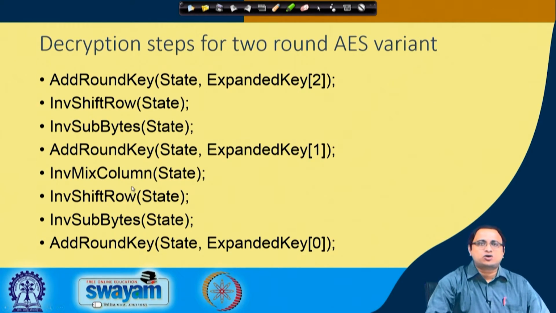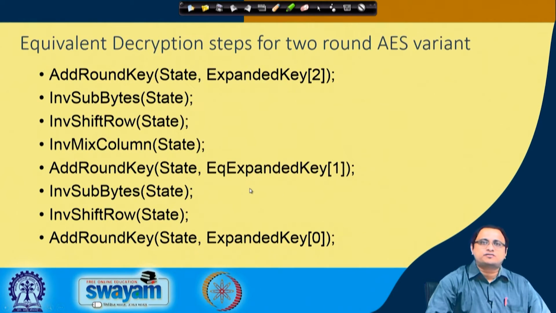And likewise, I can also swap this inverse mixed column and the add round key, but I have to make a small change in the expanded key. When I am pushing the inverse mixed columns right before, then in order to cancel that effect, I have to apply this operation also on the expanded key, in order to counter that. So, what I do is this.